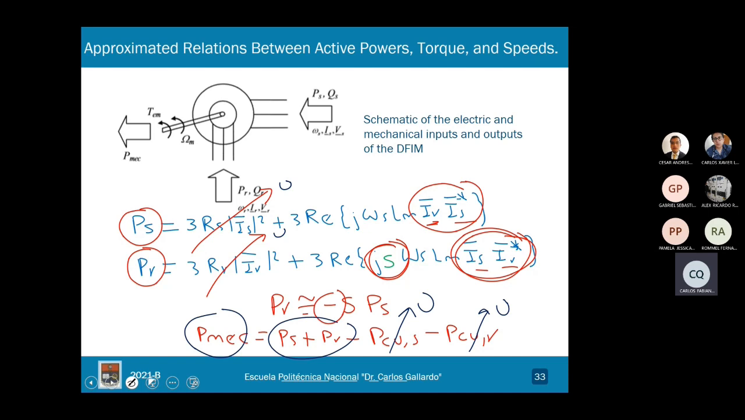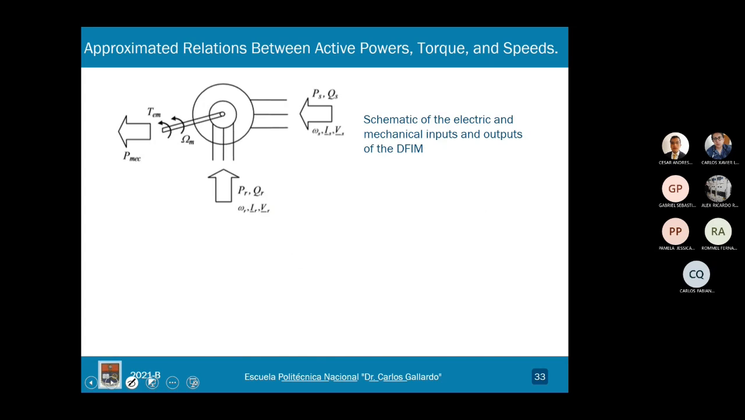So substituting the rotor power into this equation, the mechanical power is approximately equal to the stator active power minus the slip times the stator active power. Taking out the common factor, the stator active power, the mechanical power is equal to 1 minus the slip times the stator active power. This is an approximation.